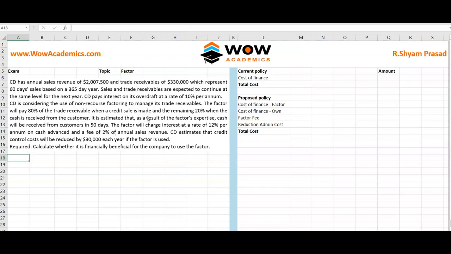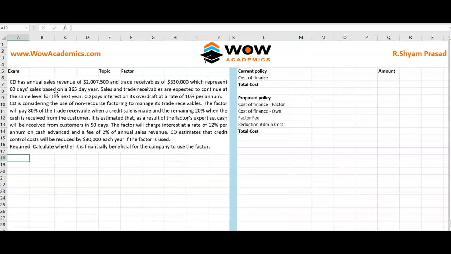It is estimated that as a result of the factor's expertise, cash will be received from the customer in 50 days. The factor will charge interest at a rate of 12% per annum on the cash advance and a fee of 2% of annual sales revenue. So that is the fee part. CD estimates that credit control costs will get reduced by 30,000. So that is a benefit for the company.